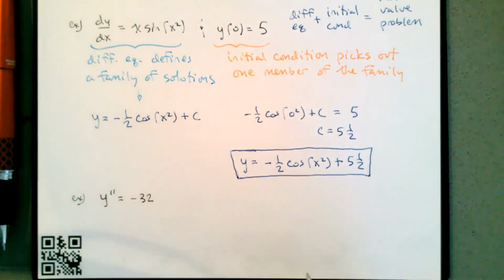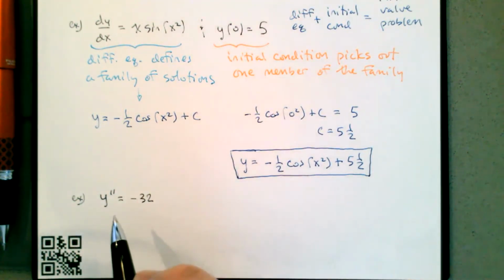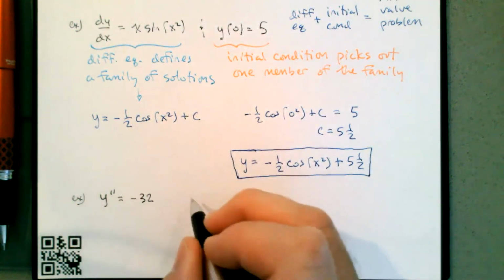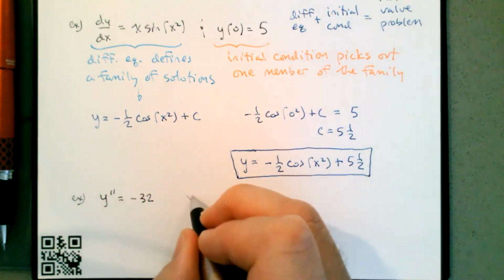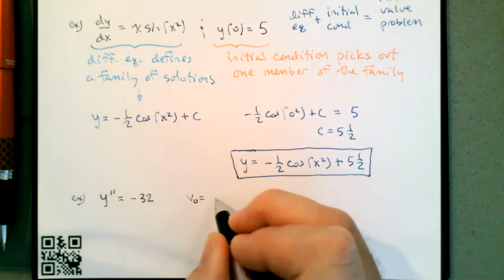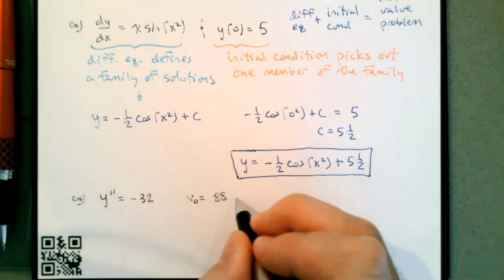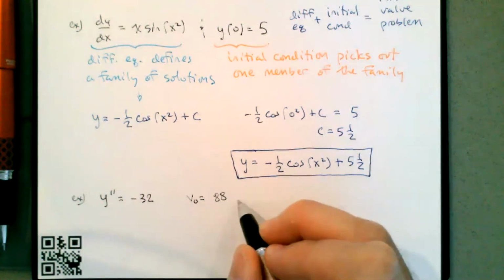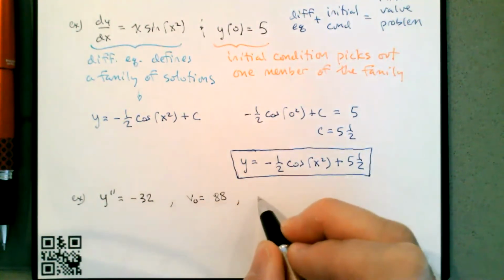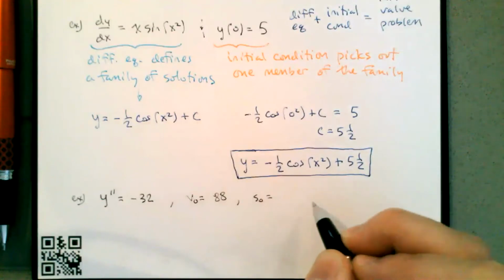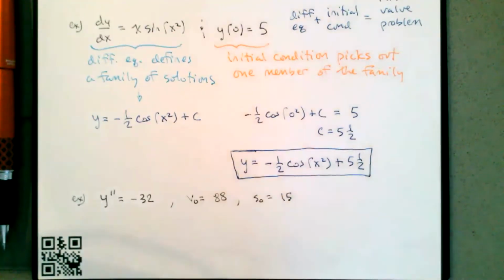And I'm going to use feet per second squared. This is a second order equation, so I'm going to need two initial conditions. Usually, we'll say something like v naught, the initial velocity, is 88 feet per second, and the initial height is 15 feet.